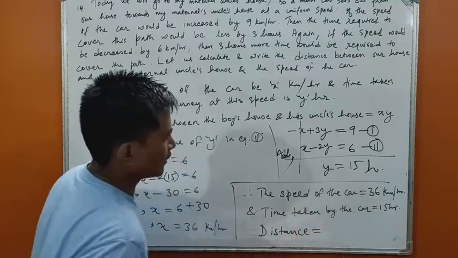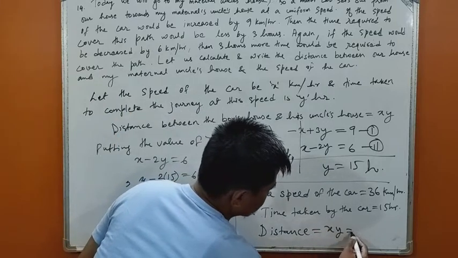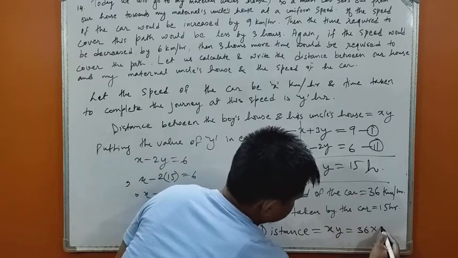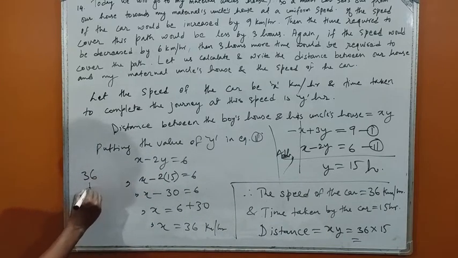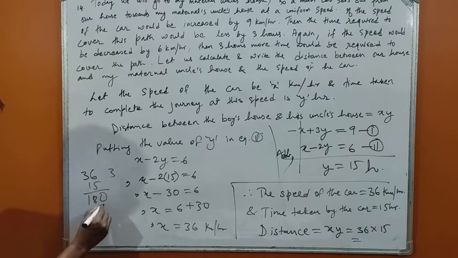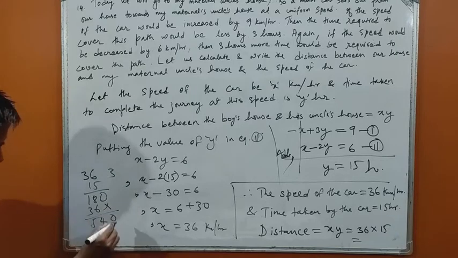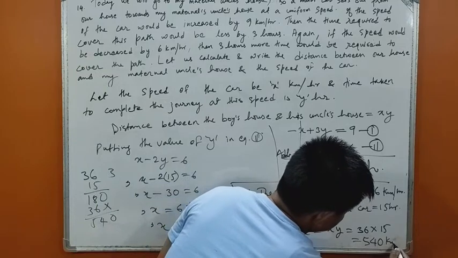The distance between the boy's house and his maternal uncle's house is xy, isn't it? xy is the distance. So let us put the values of x and y. x is 36 into y is 15, isn't it? This gives us 36 into 15. Let me multiply here. 5 6s are 30, 0, 3 in hand. 5 3s are 15, 15 plus 3 is 18, isn't it? So 1 6 is 6, 1 3 is 3. This is 0, 8 plus 6 is 14, 3 plus 1 is 4, 540 kilometer. The distance between the boy's house and his uncle's house is 540 kilometer.